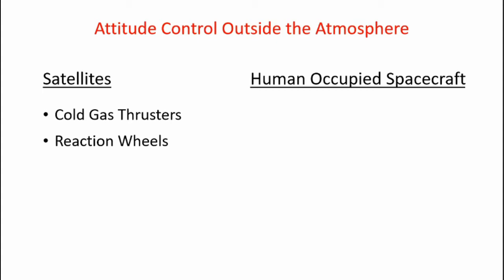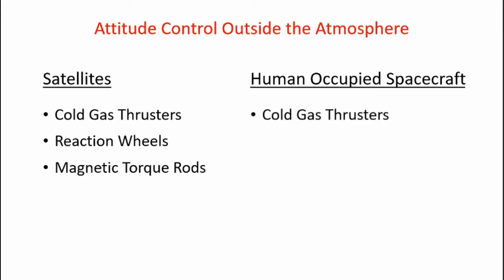As we speed up or slow down the wheels, the satellite will rotate. Or magnetic torque rods can be used. These rods utilize the Earth's magnetic field to orient the satellite. Now, for human-occupied spacecraft, we can utilize cold gas thrusters, or also pyrotechnic thrusters, a lot like little rocket motors, to control the spacecraft.